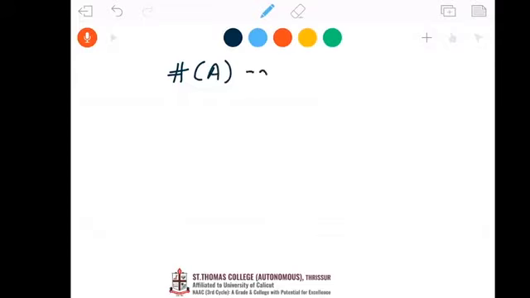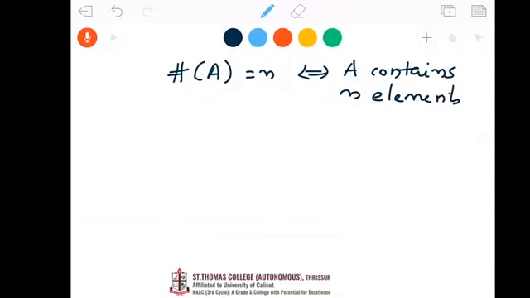Hash of A equal to n, this means whenever I write hash of A is equal to n, that means A contains n elements. Okay, so I'm moving to the next theorem. This is an important one, and the results are very much familiar to you, but we have to prove it here.